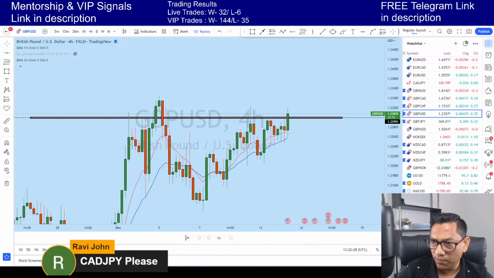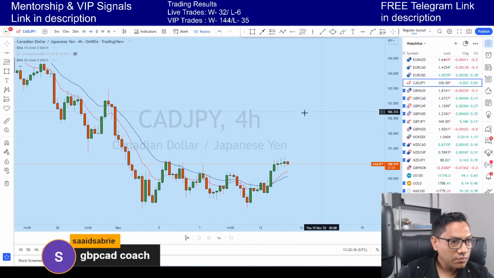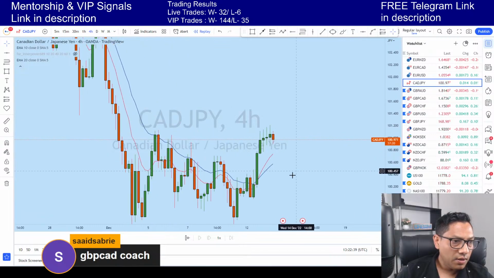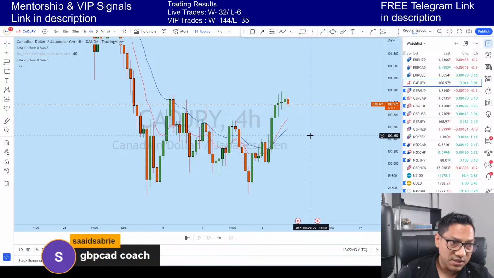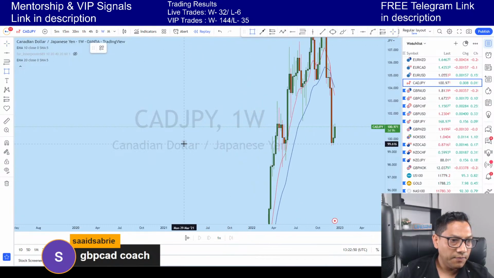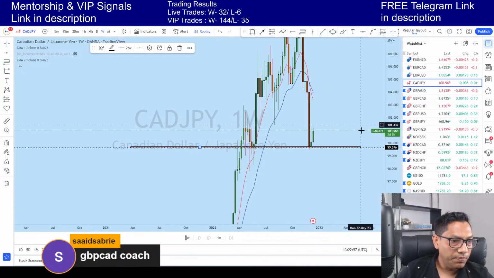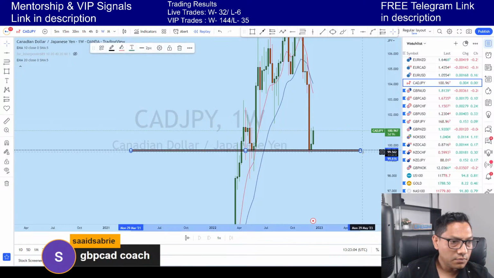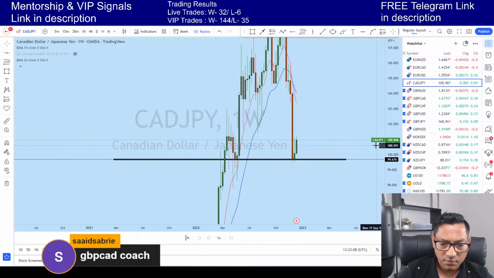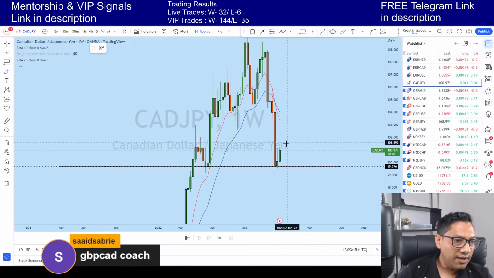CAD JPY please, Aussie dollar, GBP CAD. Okay, so let me look at CAD JPY. Okay guys, the way the price action is forming on CAD JPY to me is still bullish. Looking at the weekly, we see that from this very important weekly level of support on CAD JPY, the price bounced from this support. I think that CAD JPY will continue to rise in this direction.